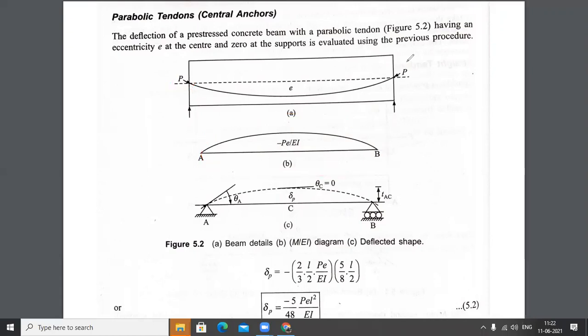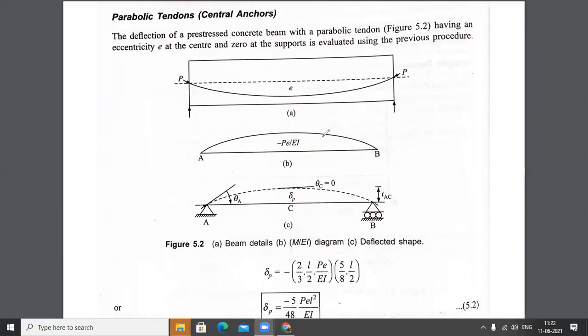So the same formula you apply and you can easily get the answer. Since it is a parabolic curvature, what is the area of the bending moment diagram? It is 2/3 of L by 2 into PE divided by EI. This is the area. The corresponding centroid is 5/8 of L by 2.